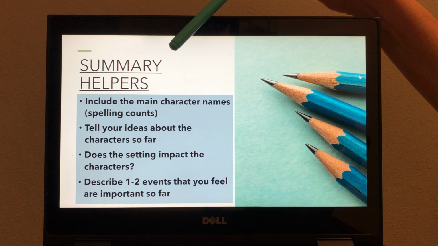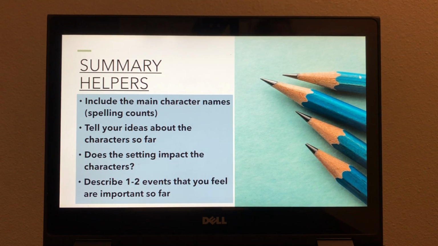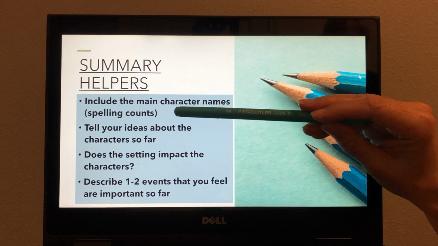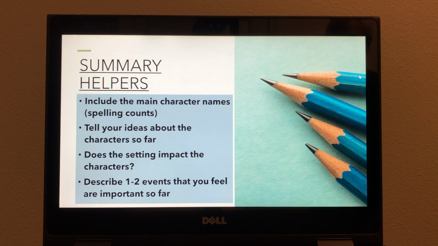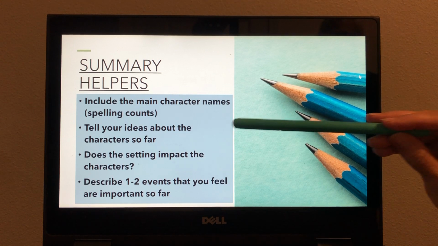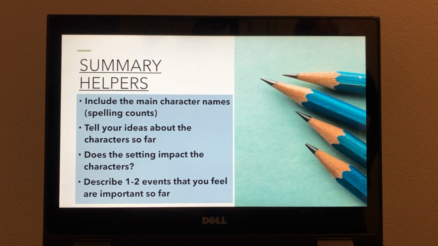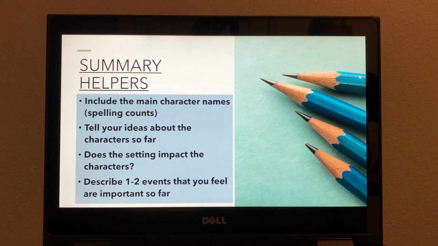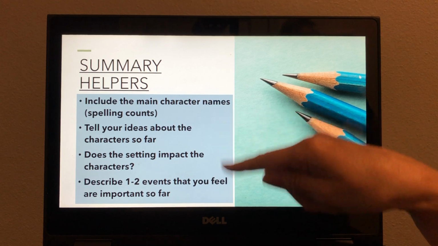Some helpers for you. When writing those summaries, include the main character names and, spelling counts. Use your book for correct spelling. And two things you're going to need to make sure you do: tell your ideas about the character, what you're thinking, and looking for those setting clues. And describe 1 to 2 events that you feel are important. So these kind of go together, don't they?